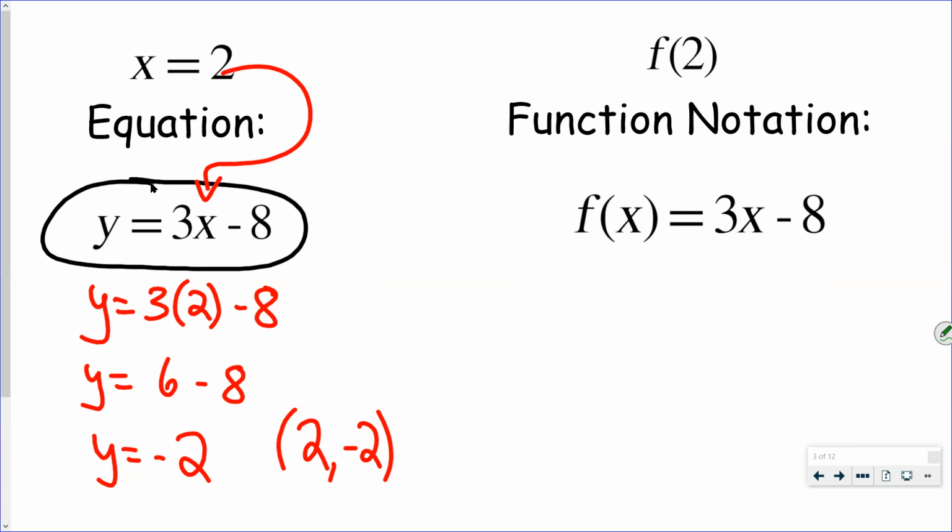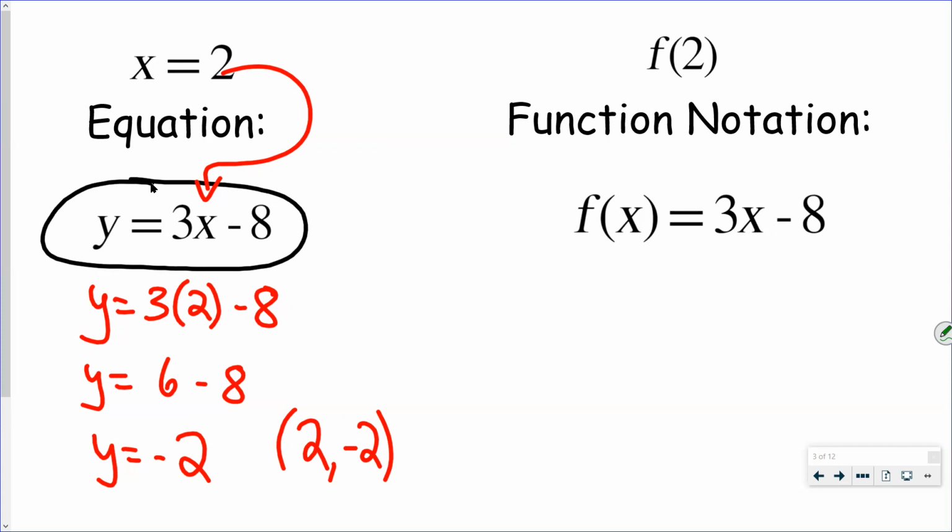So if we look here, if you ignore this f parentheses x, I'm going to talk about it in a second. You got 3x minus 8. If you ignore the y equals here, you got 3x minus 8. They're the same exact thing, right? But this one has the f parentheses x. This one just has a y. They are interchangeable, okay? Y and this is called f of x. Y and f of x are the same thing.